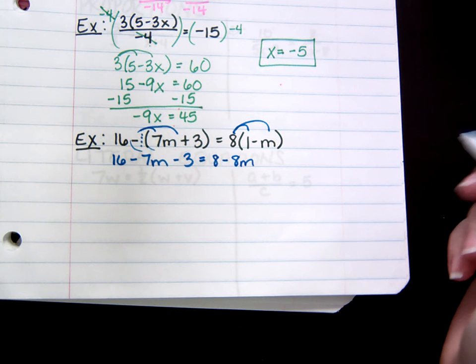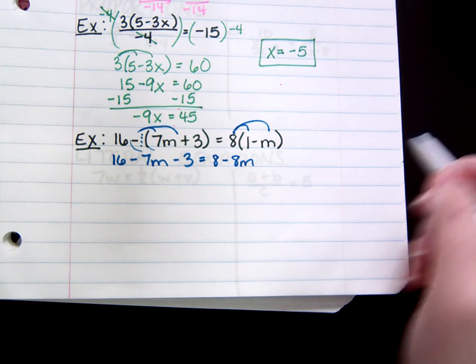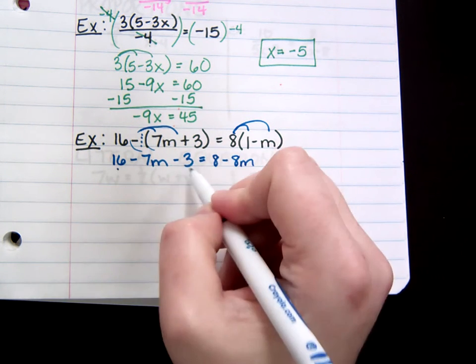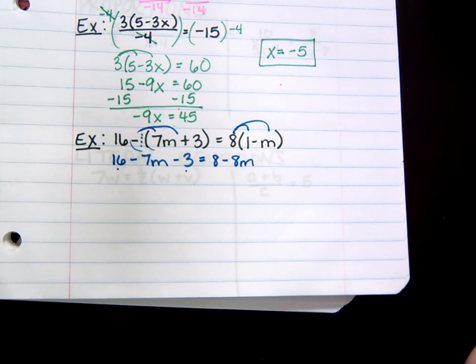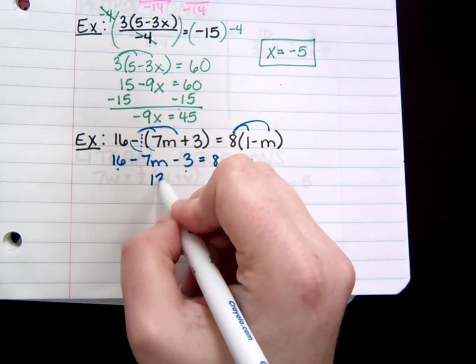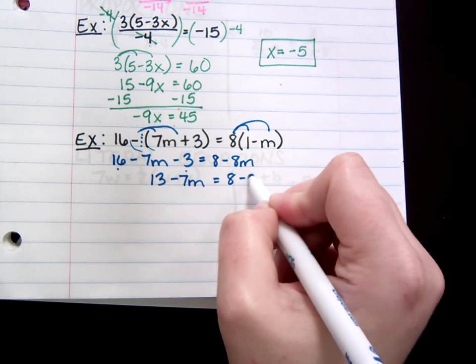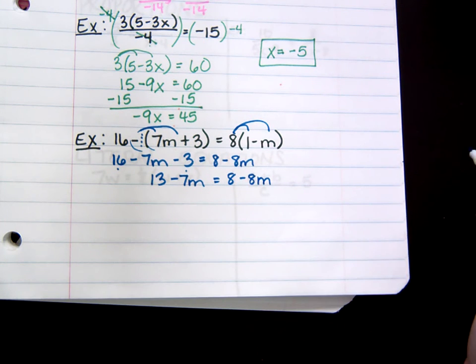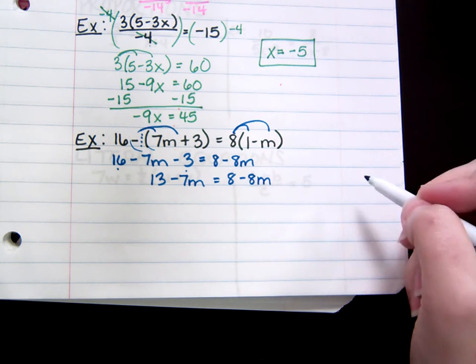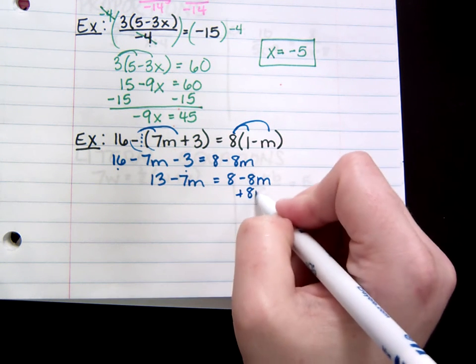So now we simplify each side. This side I can combine terms with the 16 and negative 3 to get positive 13 minus 7m. The next thing you do is you move all your variables to one side. So I'm going to add 8m to both sides.